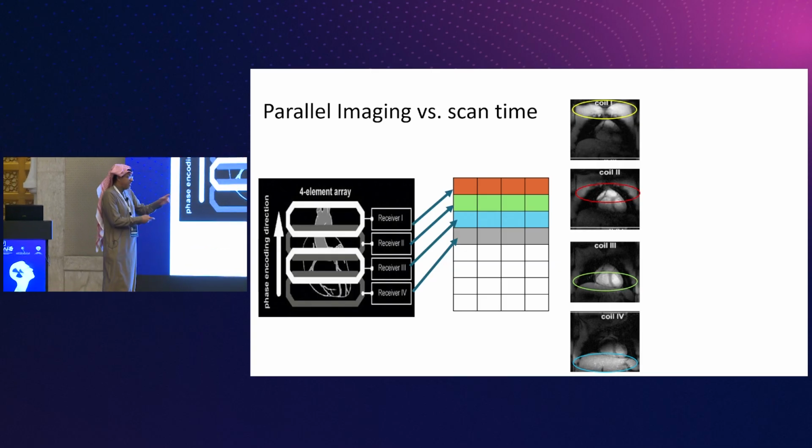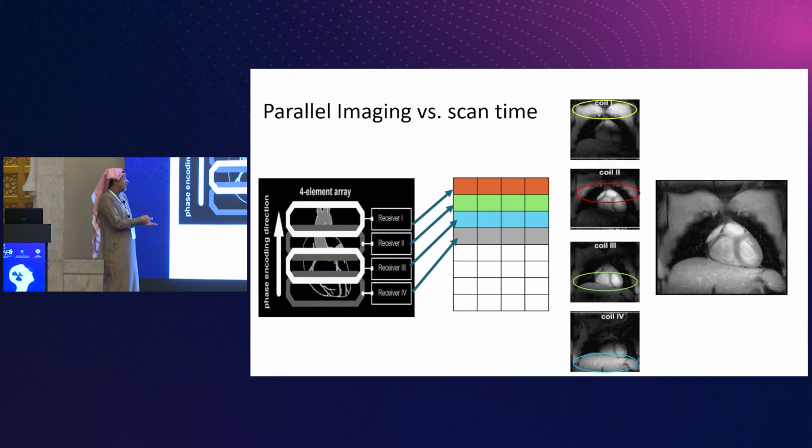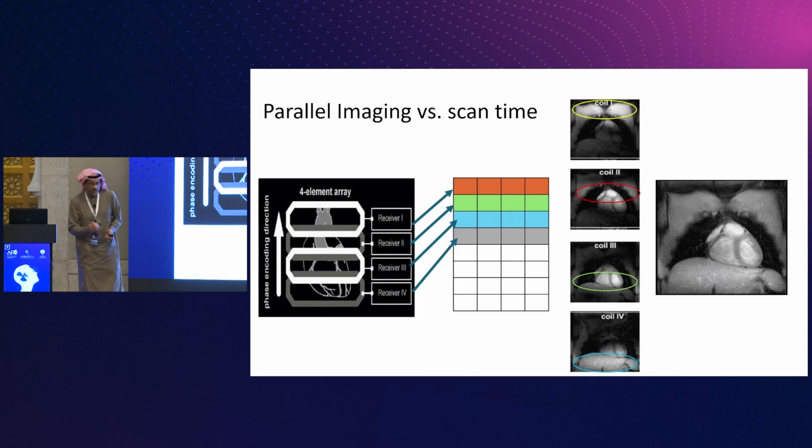And then merge it and get this image. However, because the images need to be stitched together, we will have artifact and we'll have decrease of signal. The artifact is aliasing and we deal with it.